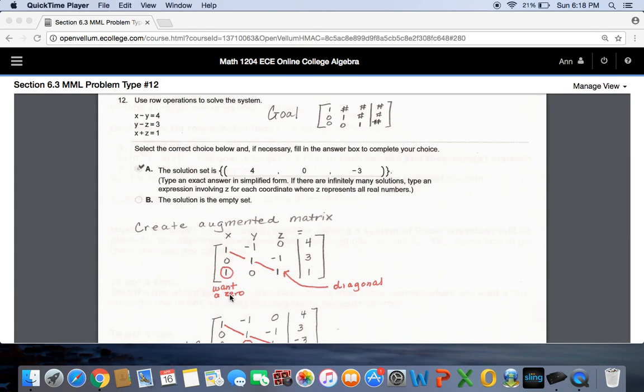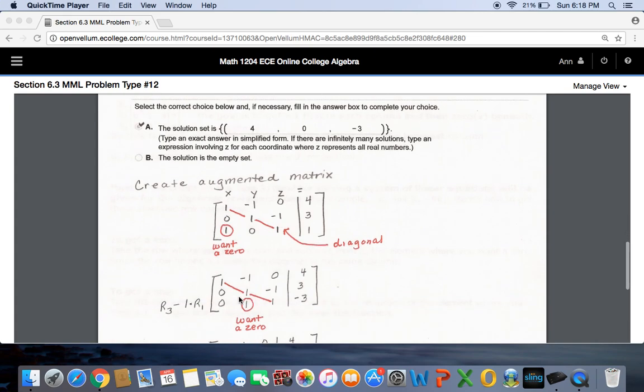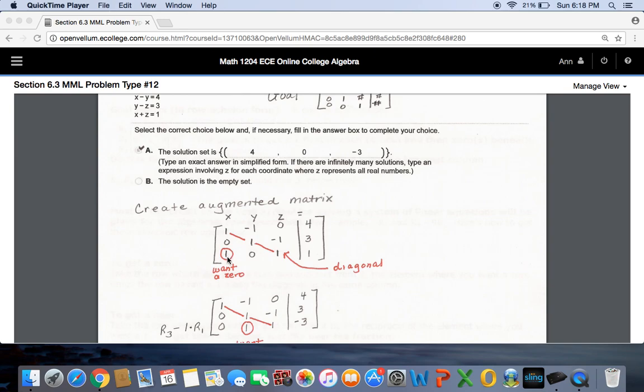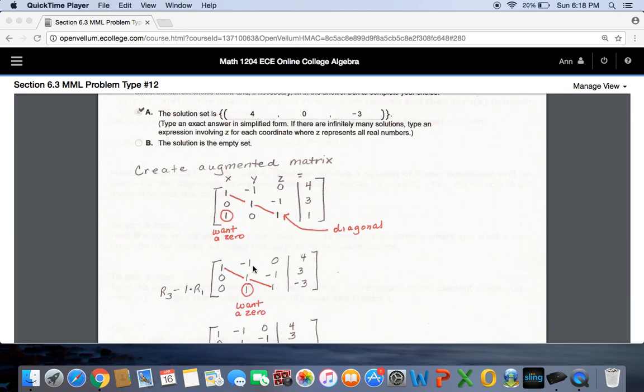We want to get a 0 there. So the only row we need to change, the only row that does not have the structure that we want, is row 3. We like the first 2 rows, so let's copy them over. So all I've done here is copy over the first 2 rows exactly. How do we get a 0 there?